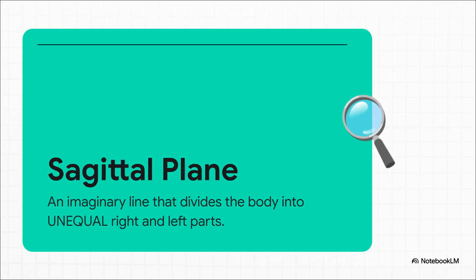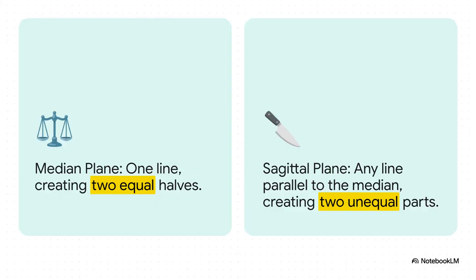Now, any slice that runs parallel to that main median line, that's called a sagittal plane. And here's the key difference. A sagittal plane divides the body into unequal right and left pieces. So you can have a ton of sagittal planes, but you only get one perfect median plane. So let's just nail this down. If the two halves are perfect mirror images, we're talking about the median plane. If they're off-center and unequal, it's a sagittal plane. Getting this difference is honestly the foundation for pretty much everything else.